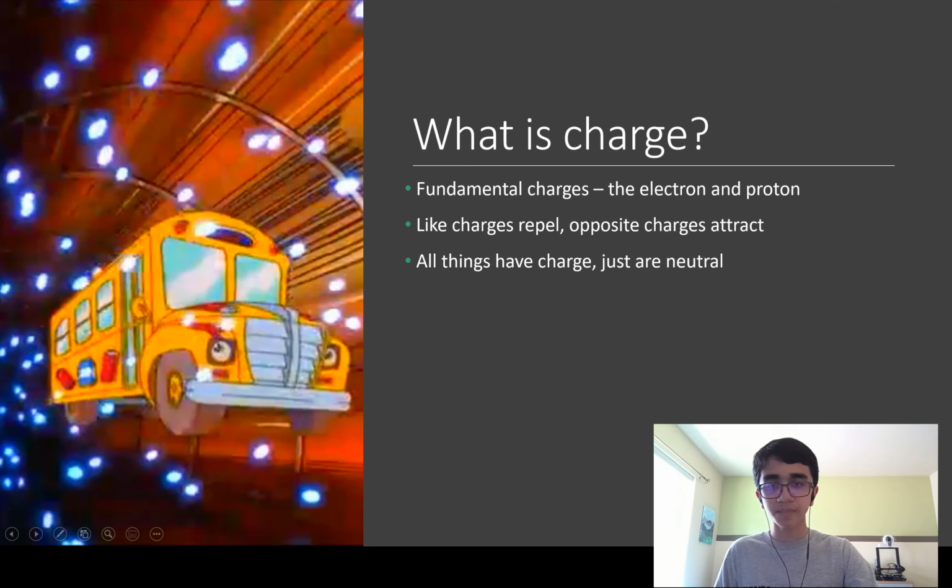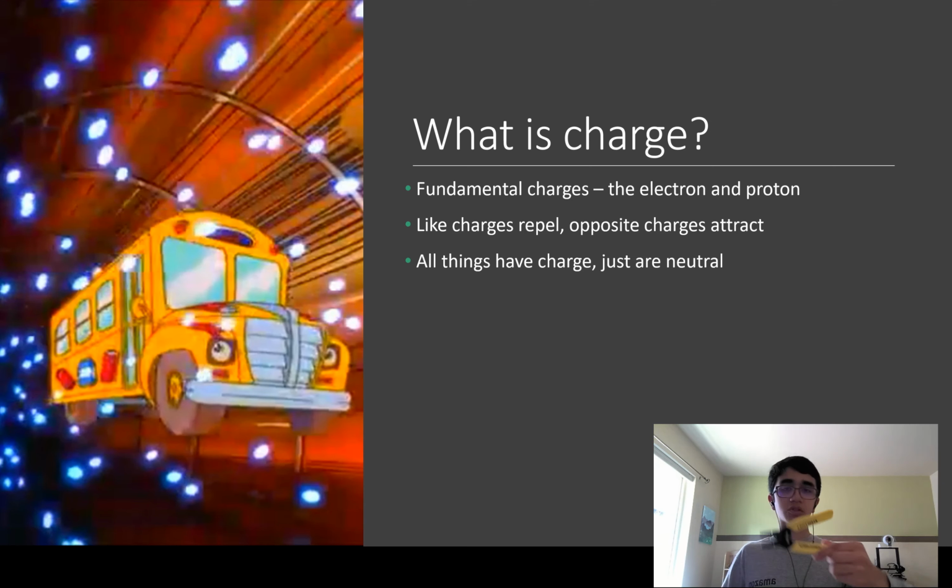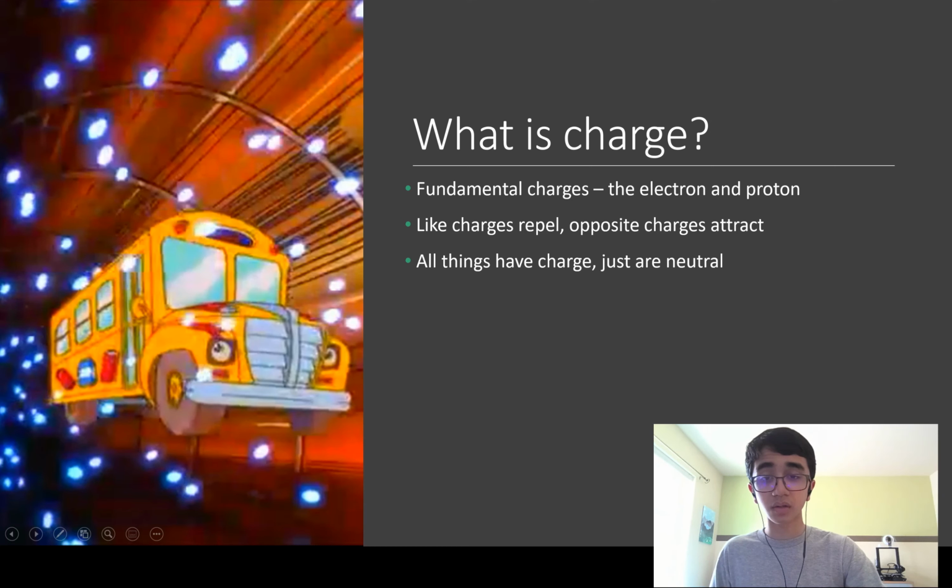We all know this. And something to consider is that all things have charge. For the most part, they're just neutral, right? For example, I have this wire stripper, and the wire stripper is neutral because it has approximately an equal number of electrons as protons, and they're pretty much evenly distributed throughout the entire tool. That's why it's neutral, right? But all things have charge. All things have protons and electrons.